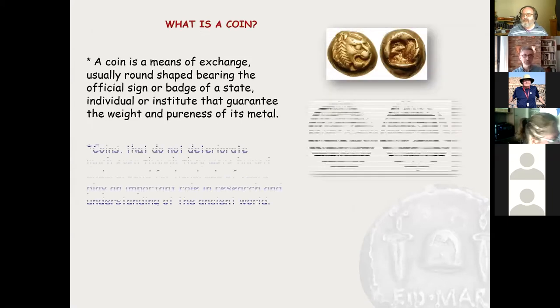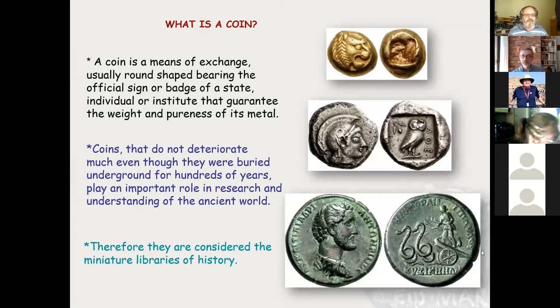For those who are not familiar with ancient coinage, I have this slide, but most people here will know what ancient coins are. It's a means of exchange, usually round in shape, bearing the official sign or badge of a state, individual, or institute that guarantees the weight and pureness of its metal. This is what makes a piece of metal a coin. Without this sign or badge of a state that guarantees the weight and pureness of its metal, it's not a coin. It's maybe a metal, maybe money, you can call it money, but it's not a coin.